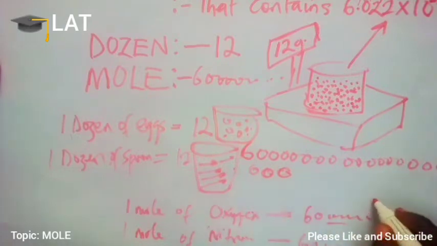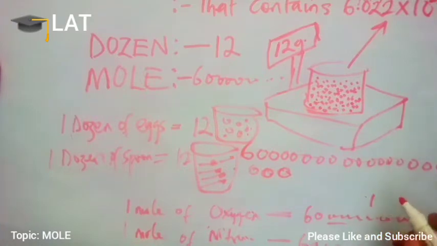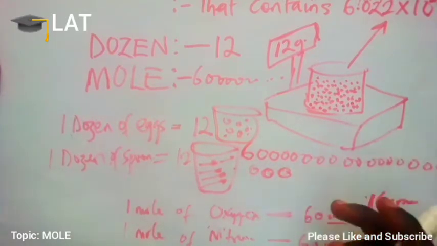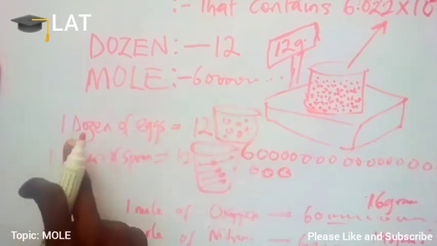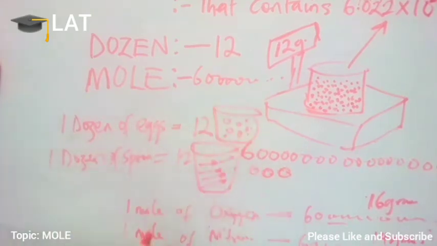This one will give you, what will it give you now? This one will give you 16 grams, yes, that's for oxygen, that 6.0 times 10 raised to power 23. If you get their weight, this one will give you 16 grams, while this will give you 14 grams. It cannot be the same weight, just as these two are not the same weight. 1 dozen of eggs is not the same weight as 1 dozen of spoons.